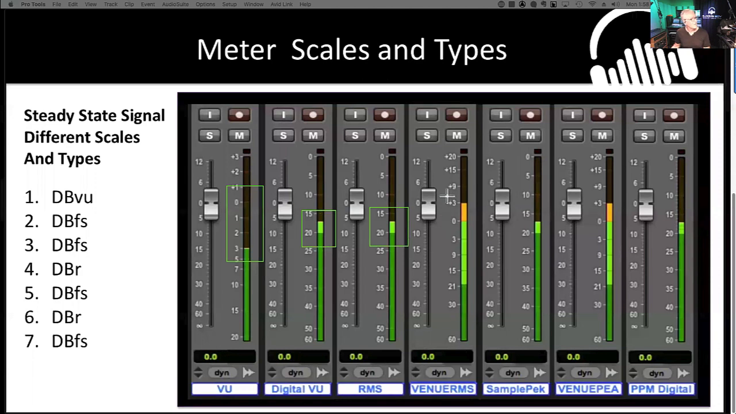-20, 3 dB crest. 0 here, which is -20 under the hood with a 3 dB crest factor. -20, 3 dB crest. 0, which is also -20 DBFS underneath the hood. -20 here with 3 dB crest factor. So these are all telling you the same thing if you're reading them correctly, right? So important to know what you look at.